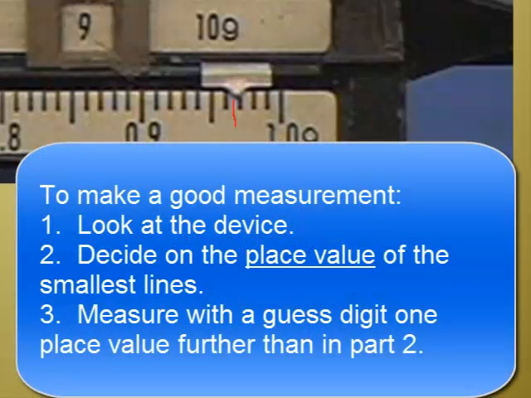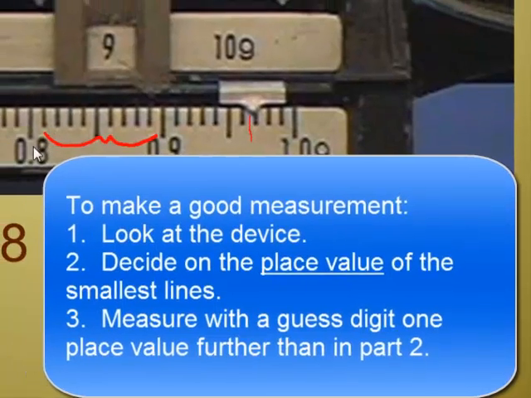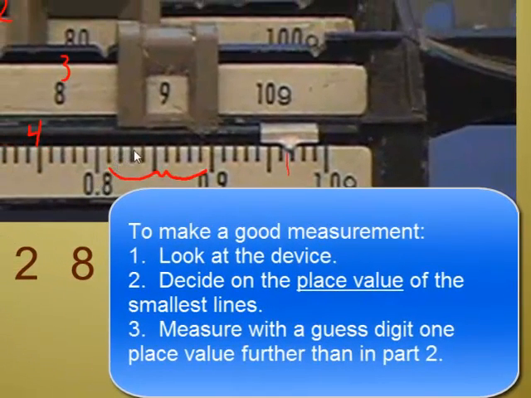So just to quickly summarize here, guys, the goal of measuring with a device: you look at the device and you find what the value is of the smallest line. You're finding the place value. So these are tenths here, which means these divisions in between are hundredths place value. I'm going to guess one place past the hundredths. That's how I know where my guess digit is. It's one place past what the smallest line represents.